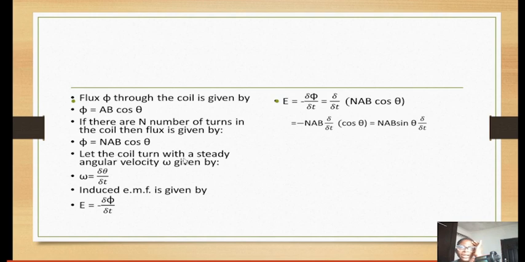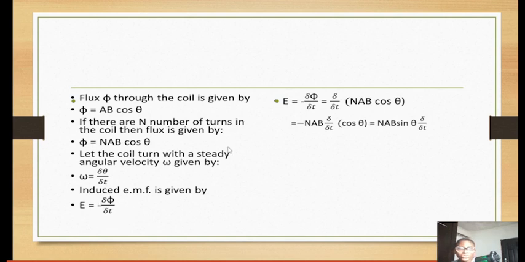So let the coil turn with a steady angular velocity. Don't forget the formula for angular velocity: angular velocity is angle divided by time. So we are saying change in angle divided by change in t, right? So the induced EMF is given by change in phi divided by change in t.